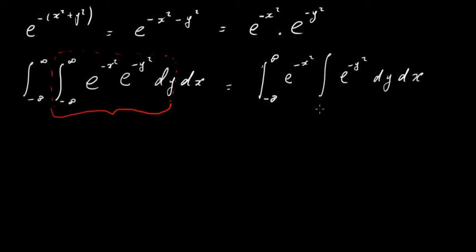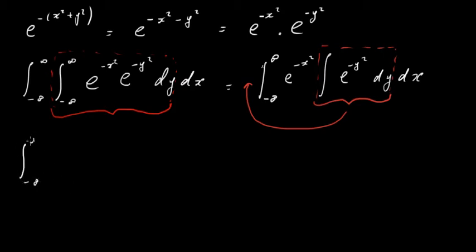Now again, if we just look at this integral here, this effectively becomes a constant as well, because now we're integrating e to the power minus x squared with respect to x. So we can effectively take this outside this integral. What we end up with is the integral from minus infinity to plus infinity of e to the power of minus y squared dy, and then the integral from minus infinity to plus infinity of e to the power of minus x squared dx.